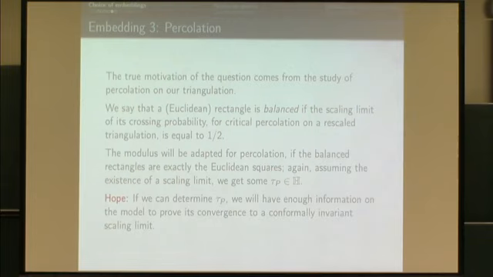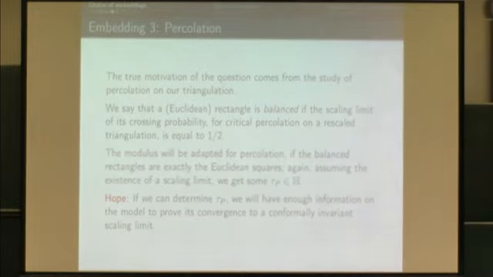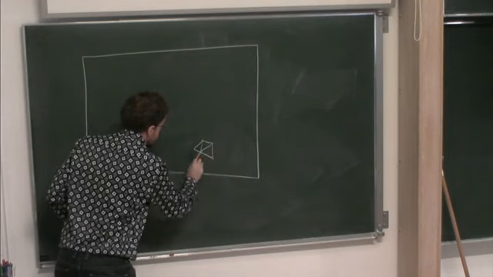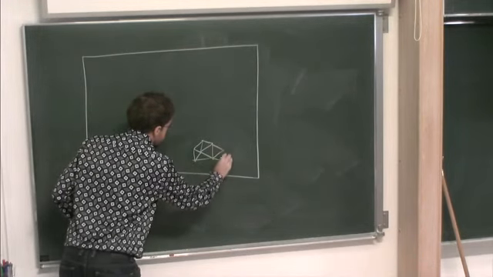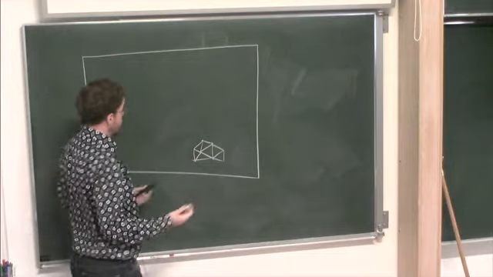And one way to test that you are doing the right thing is to try to look at crossing probabilities of a rectangle. So you fix a rectangle in the plane. So let's draw it here. You have your periodic triangulation here, which is not the triangular lattice, but it still is periodic.